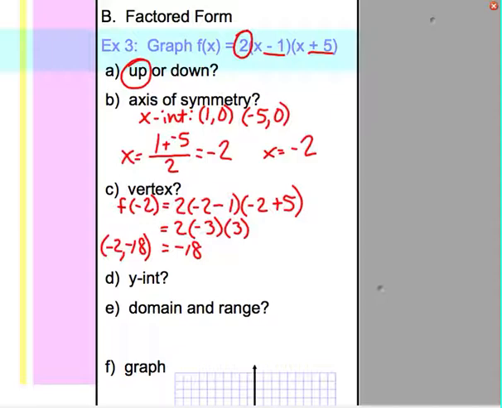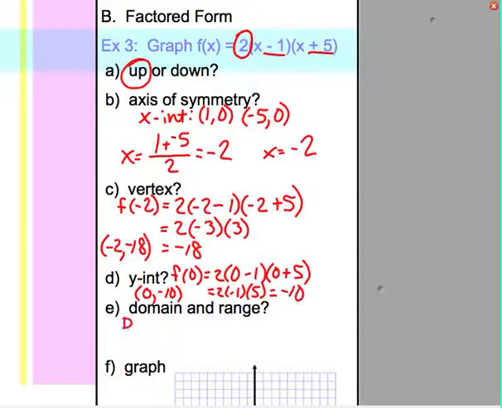Y-intercept, substituting 0. And evaluating, we get 2 times -1 times 5 gives us -10. So writing that as an ordered pair, we substituted 0 for x, got a y value of -10.